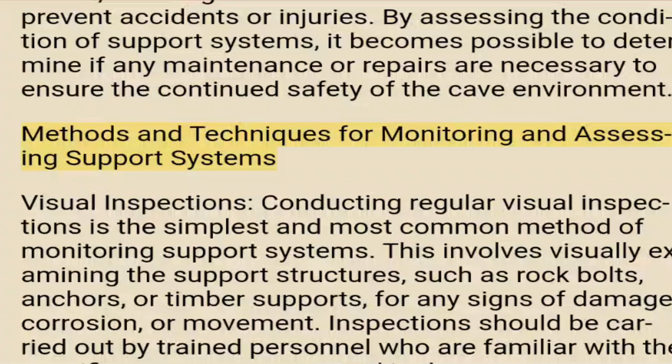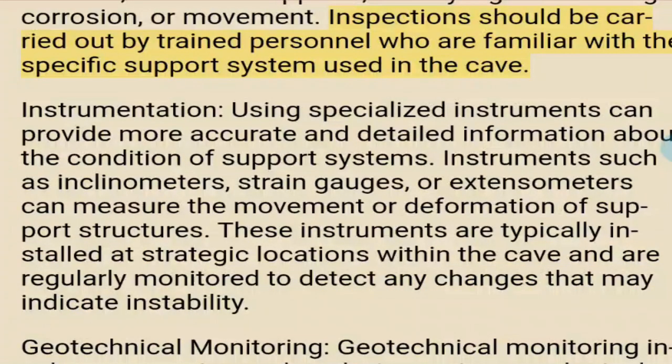Methods and techniques for monitoring and assessing support systems. Visual inspections. Conducting regular visual inspections is the simplest and most common method of monitoring support systems. This involves visually examining the support structures, such as rock bolts, anchors, or timber supports, for any signs of damage, corrosion, or movement. Inspections should be carried out by trained personnel who are familiar with the specific support system used in the cave.